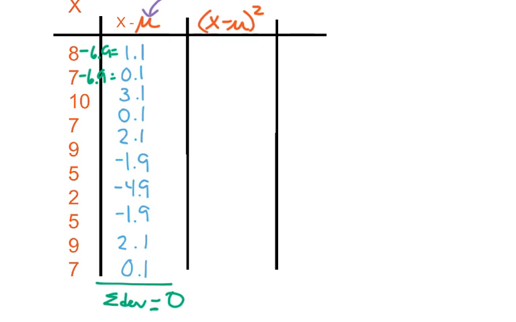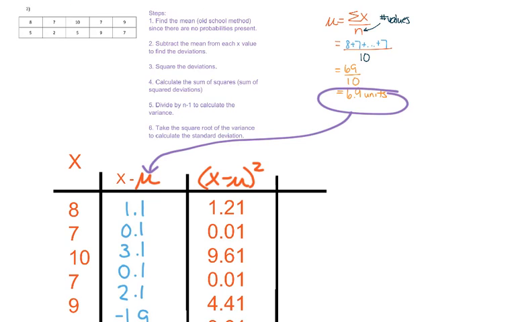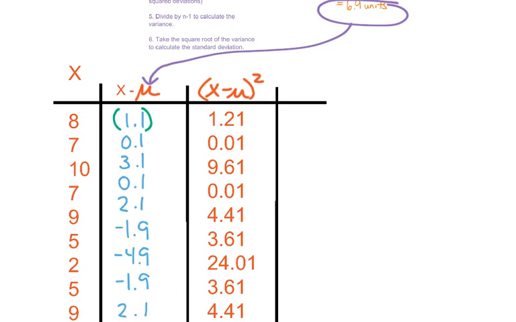So what we want to do is neutralize all the signs to make them positive in a way that can be undone. So we take each of the values of the deviations and we square them. So 1.1 squared is 1.21. 0.1 squared is 0.01.